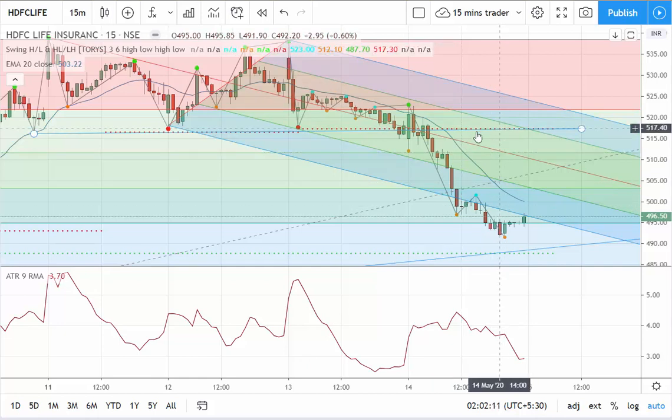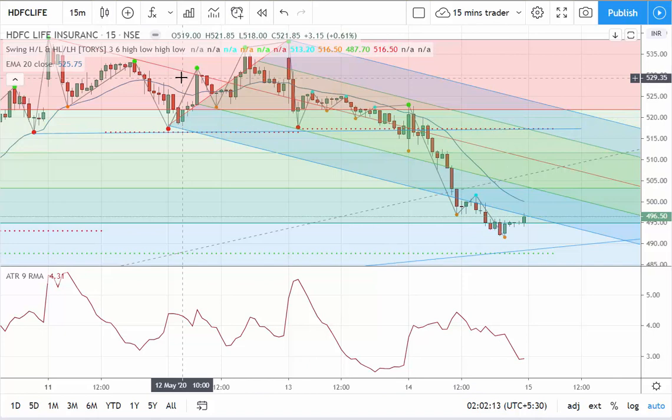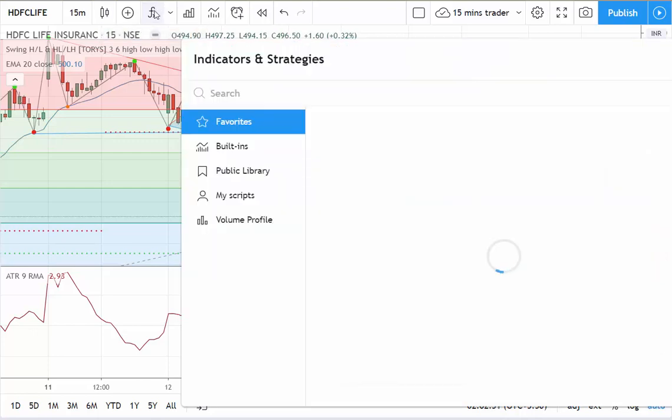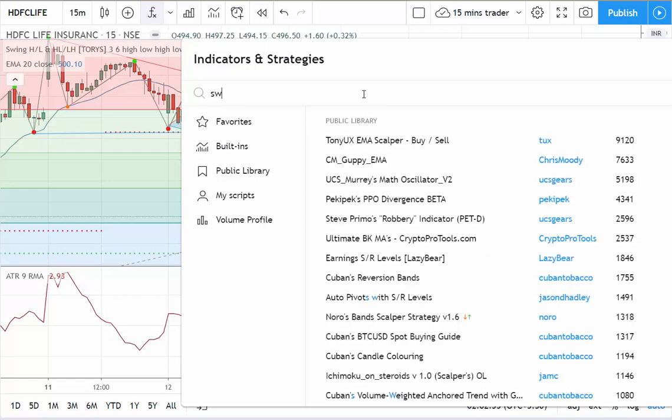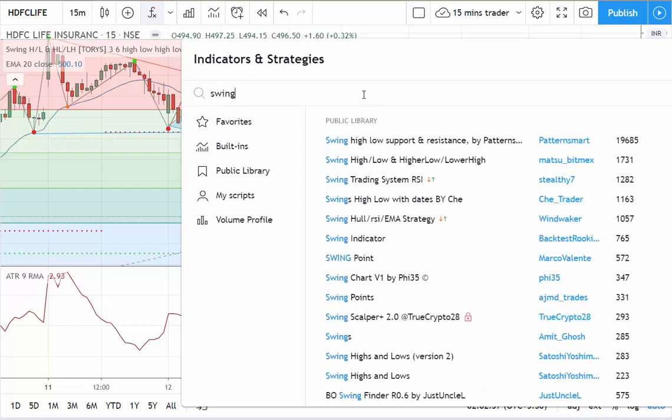So this is the HDFC Life 15 minutes chart. The candlestick indicators are EMA 20 and ATR 9. There's this swing high low. You can check my earlier video on how to place this indicator in TradingView. You can just click indicators, search the word swing, and you'll get swing high low support and resistance based pattern. Just add it.